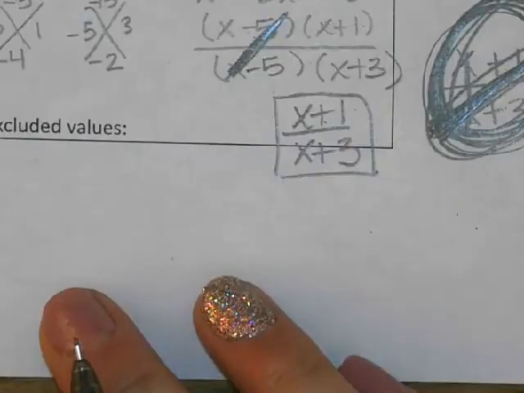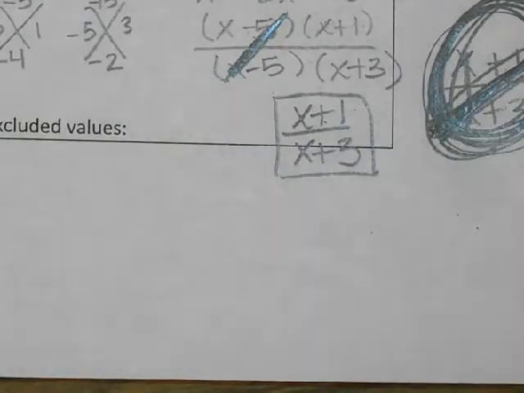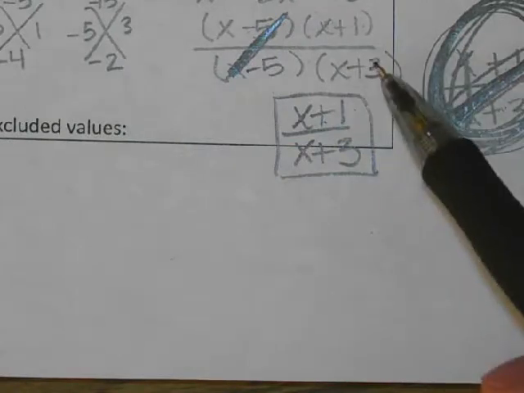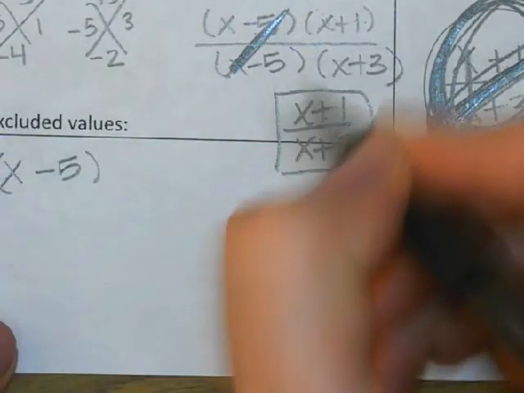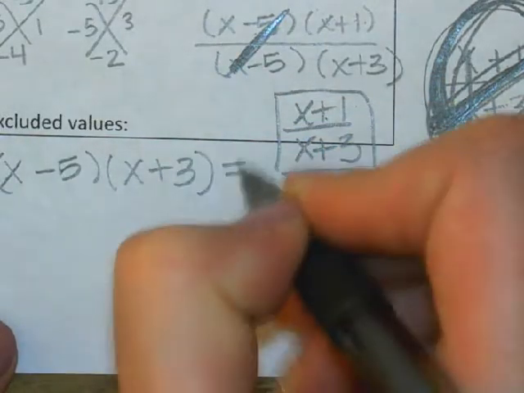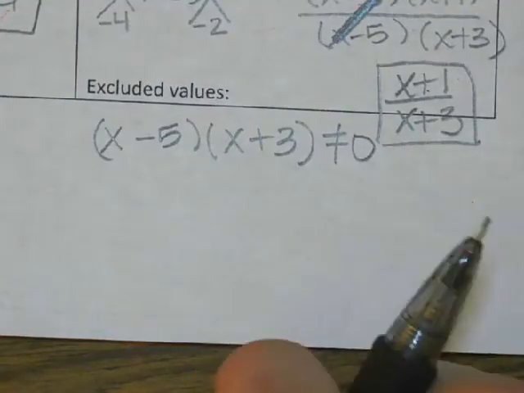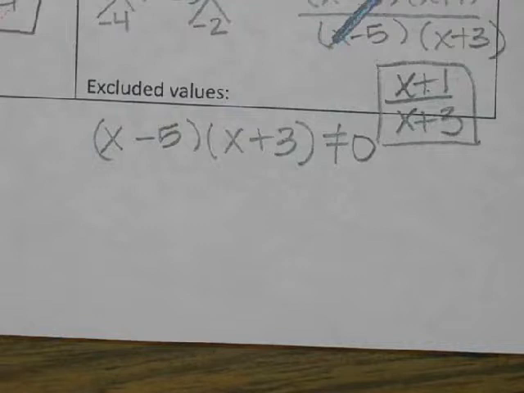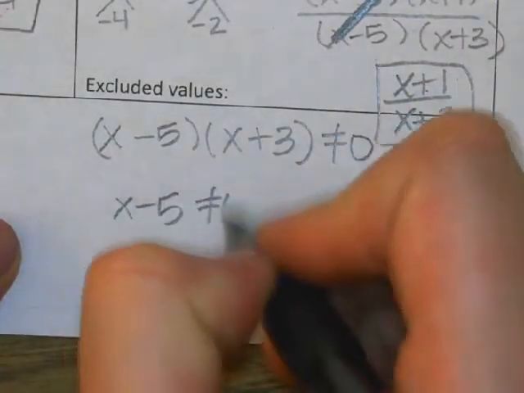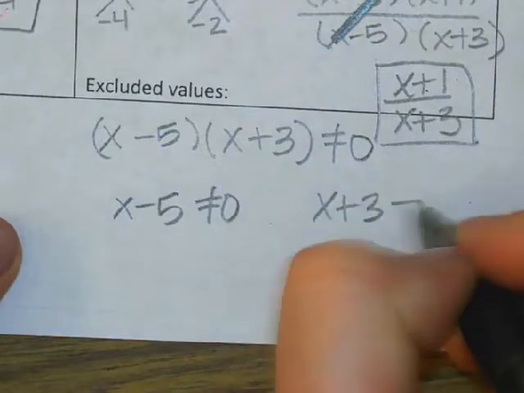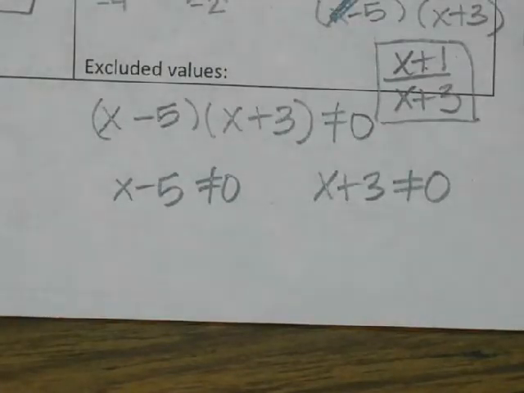All right. So now we're going to go back to our factored form, and we're going to look at the bottom, and we're going to find our excluded values. So the bottom said x minus 5 times x plus 3, and we know that the bottom cannot equal 0. So I'm going to find that x minus 5 cannot equal 0, and that x plus 3 cannot equal 0. Those are the two things that I see from this problem.